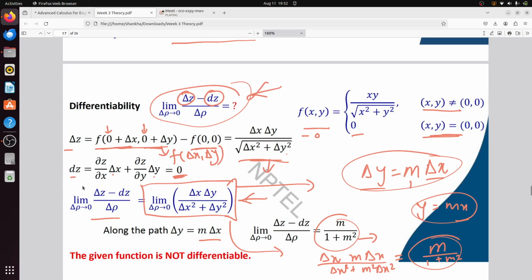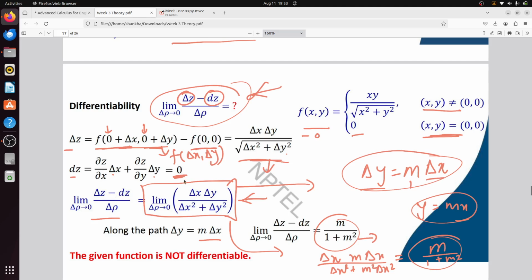Now what is dz? The dz part is del z by del x into delta x plus del z by del y into delta y, and del z by del x and del z by del y are 0, the partial derivatives at the point (0, 0). So (delta z minus dz) by delta rho is delta x delta y divided by square root of delta x square plus delta y square, and this delta rho is the square root of delta x whole square plus delta y whole square. There are two terms of the same kind, so you will get delta x square plus delta y square. Now you put delta y equal to m delta x, and you will get this to be dependent upon m, so that is why this is not differentiable. Am I clear?